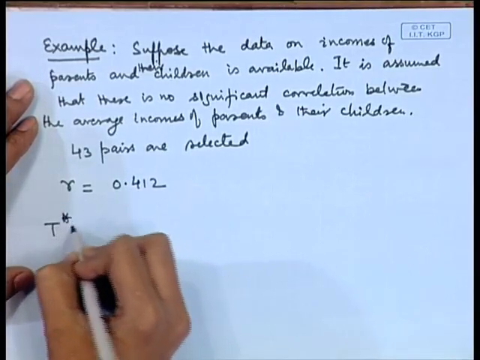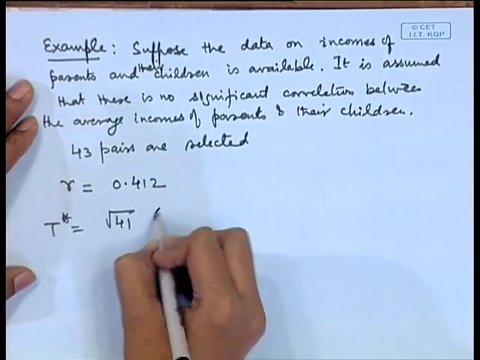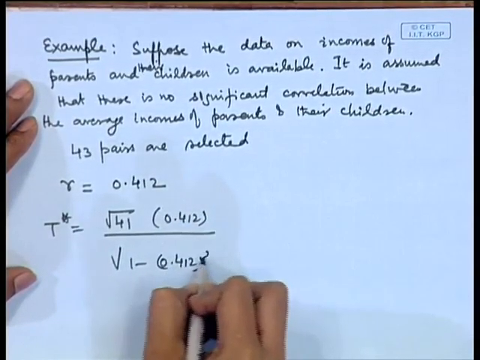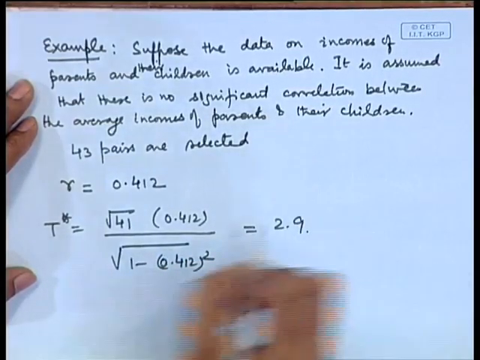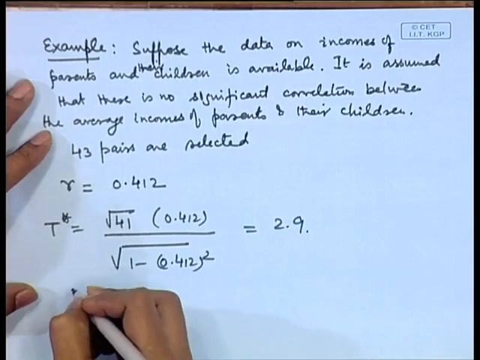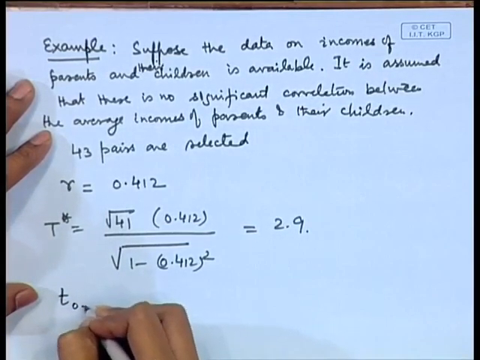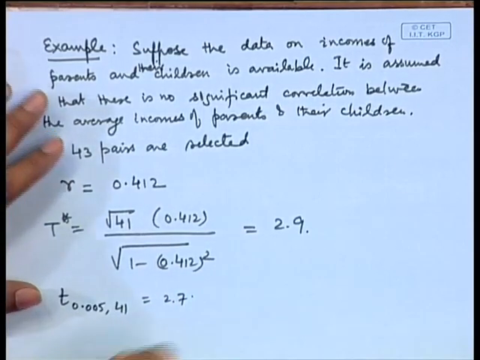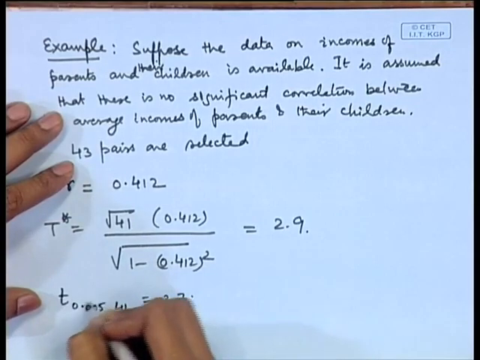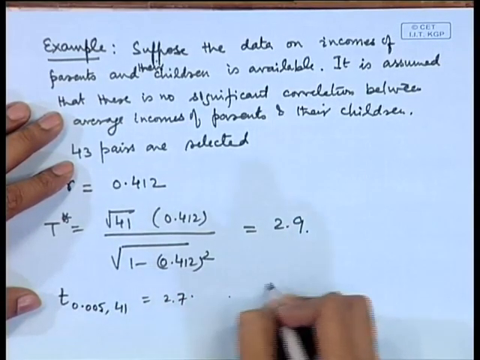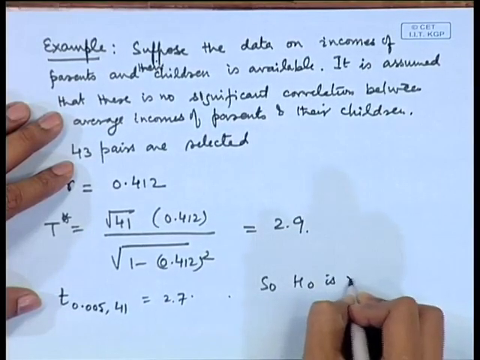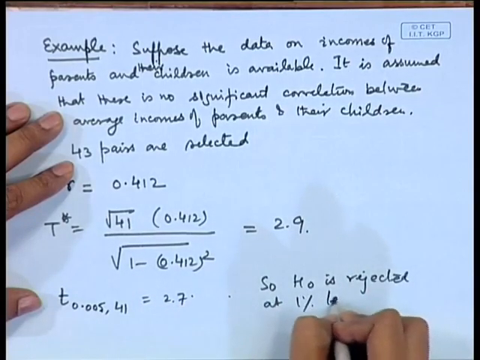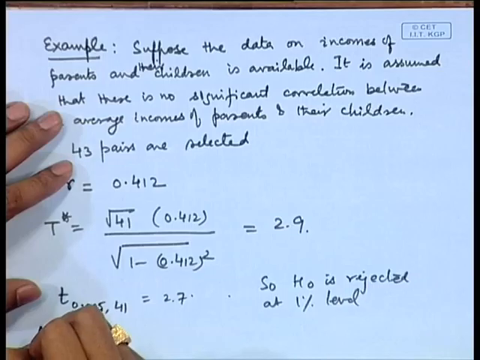So, from here this t star value, that is square root 41 into 0.412 divided by square root 1 minus 0.412 square is calculated. This value turns out to be 2.9. Suppose we are considering say t 0.005 at 41, this value is 2.7. Now, you can see here that this is extremely small level of significance we are taking. So, H naught is rejected at any reasonable level of significance. This is actually 1% level. So, at 1% level itself this is rejected.